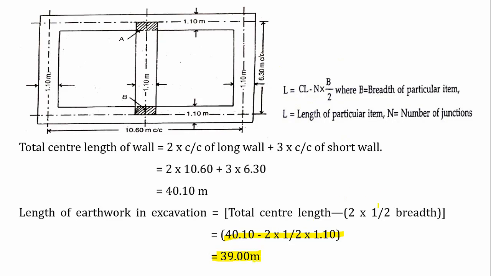Similarly, we will calculate for all the other items of work. So here, if you see in this formula, center to center length will remain the same for all the items of work. This N will also remain the same. Only variable is this B. B is nothing but the width of the item. Whichever item you are calculating, that width of the item has to be substituted so as to calculate the length of the item of work. So for excavation, length is 39 meters.